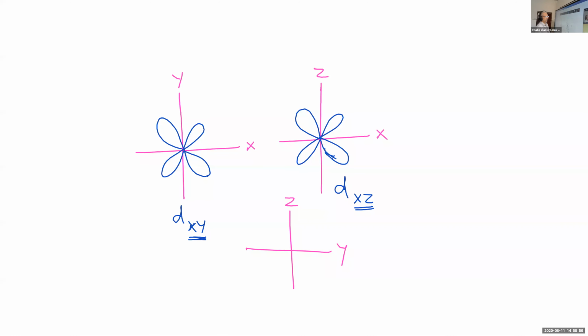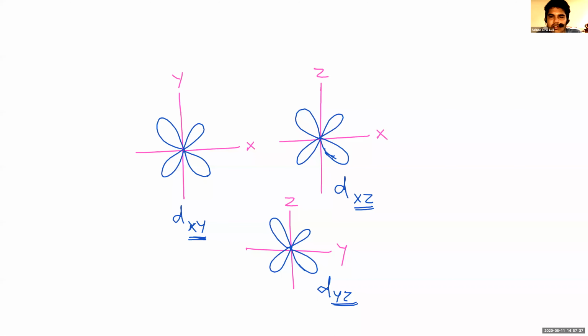Now you come to dyz. That is also double dumbbell, and the two dumbbells are between y and z. And this is dyz. So do you get me this? Okay. So dxy, dxz, dyz, these are double dumbbells. Not only that, these are between the corresponding axes. Do you follow what I say?